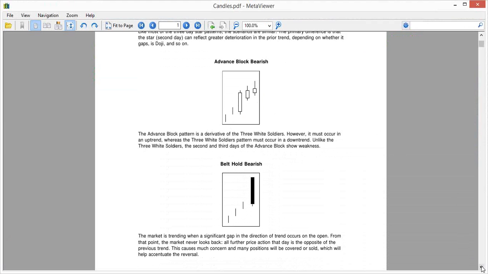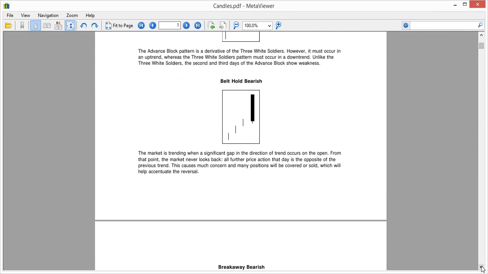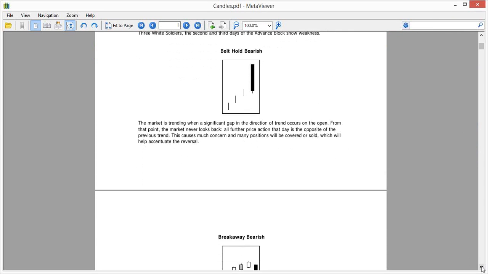Our next formation is the belt hold bearish. Now the market is trending when a significant gap in the direction of a trend occurs on the open. I'll show you what we mean by a gap. As we've discussed, a gap is a break between prices on a chart. It occurs when the price makes a sharp move up or down with no trading in between. And gaps can be created by regular buying or selling pressure or a major news event.